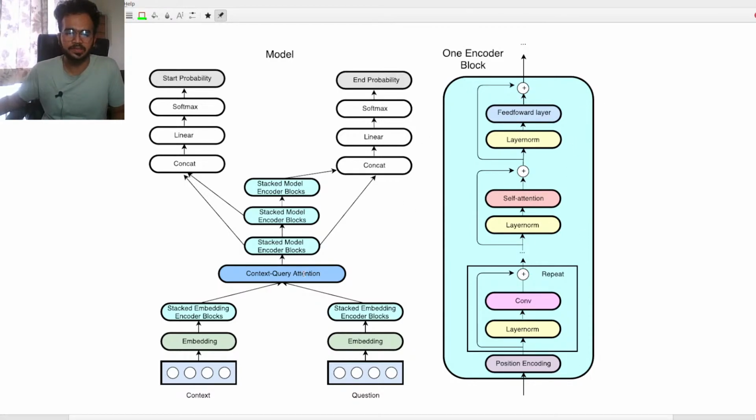And the same block is used in the stacked embedding encoder blocks as well as the model encoder blocks. The number of times that they are repeated will be given in the paper.